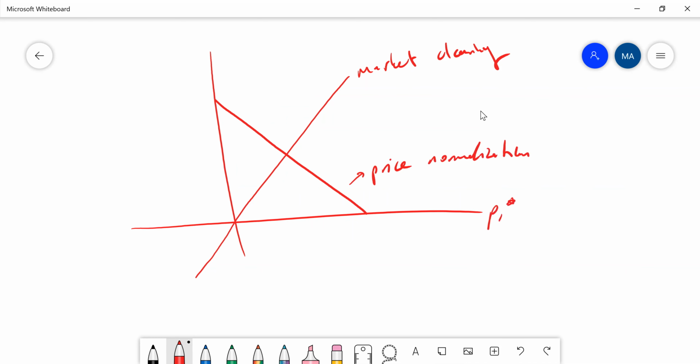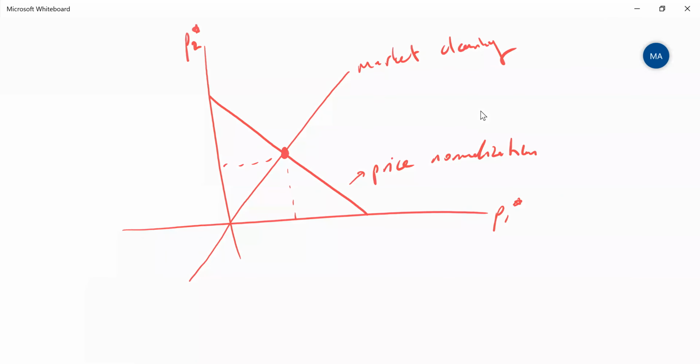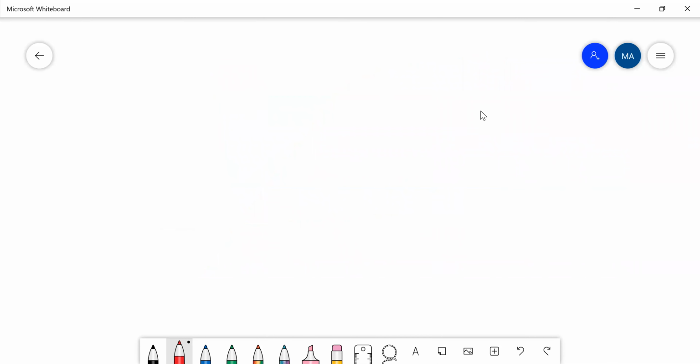Okay, then you can still find P1 star and P2. The important thing is that you introduce new knowledge. Okay, that's the entire idea. Now, in the remaining 10 minutes, if you have no questions or comments, I'm going to show you the Edgeworth box.